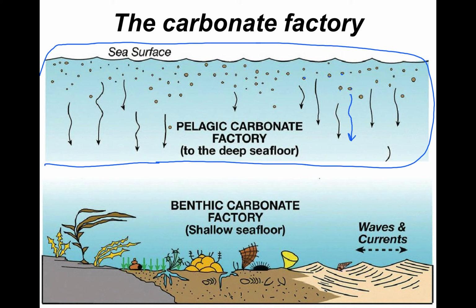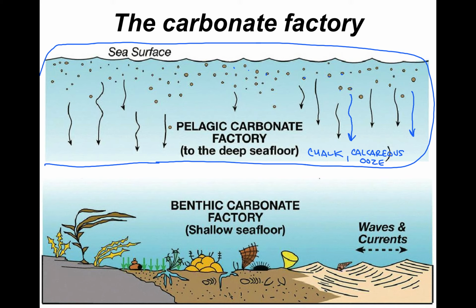So this type of factory produces deposits like chalk and calcareous oozes, that are calcium carbonate deposits on the seafloor of the open ocean. And most of the production that makes those is taking place near the sea surface and then settles down.